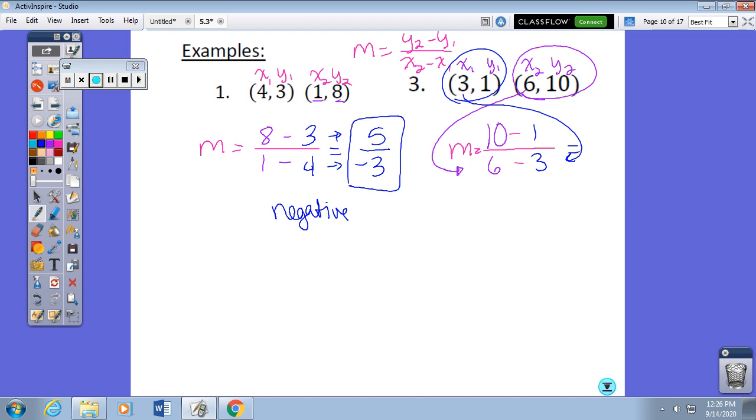So this ends up equaling, again straight across, 10 minus 1 is 9, 6 minus 3 is 3, divide, you get 3, and it's positive, so it's a positive slope. It's going to go upward.